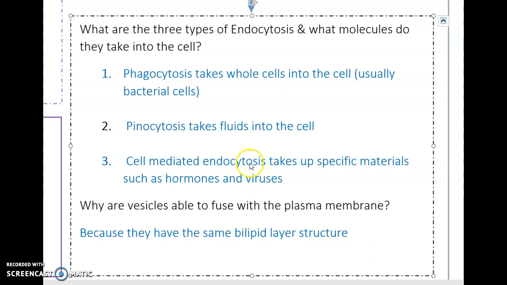So that's what cell-mediated endocytosis is: when the cell is triggered and then it does the engulfing because it's triggered from outside. And the reason, of course, vesicles are able to fuse and unfuse with the plasma membrane is because they're made of pretty much the same bilipid layer structure of 2 layers of phospholipids.